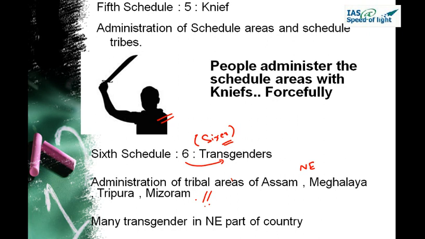So that is how we are linking now. This is not logical, it's all imaginative. So please don't take it seriously and don't write all these things in the mains examination. So tribal areas of northeastern states, we are linking it with 6 or transgenders, which is the 6th schedule for us.